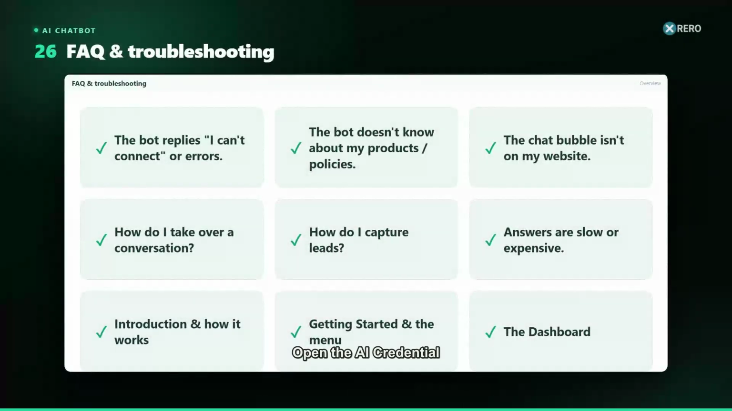Open the AI credential, click Test Connection, check the key is valid and has credit. Then fetch models and reselect the model in the chatbot.